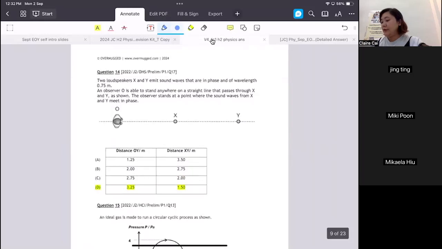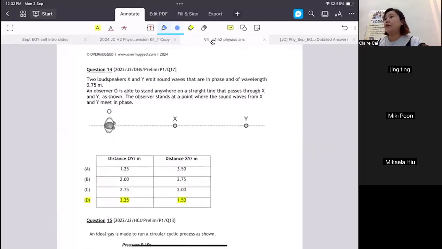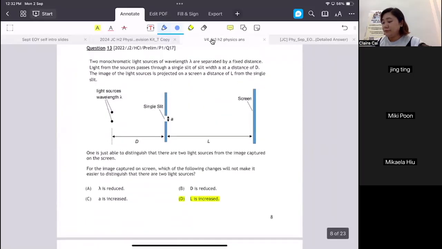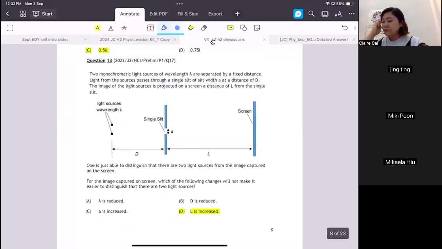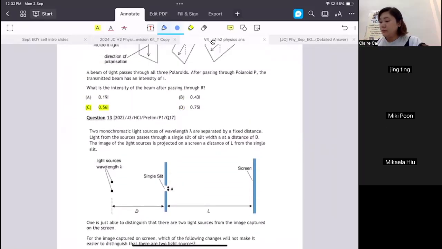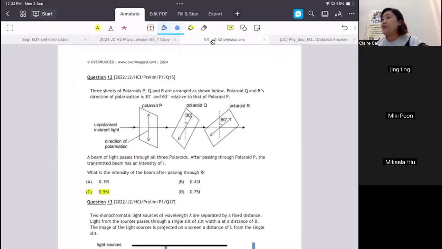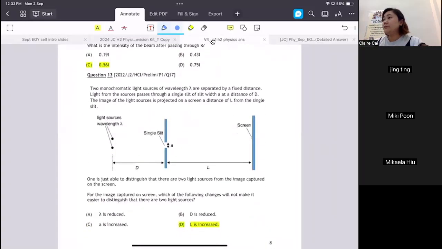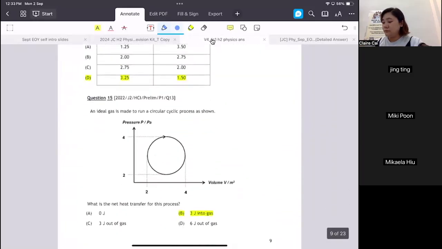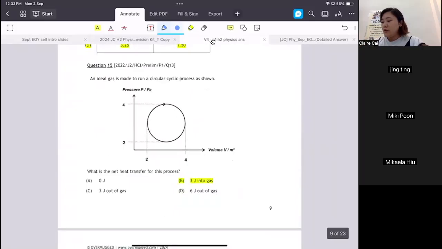Same, question 14. This one is on your stationary wave. Question 13. So question 12, this one is your polarization. I think okay. The last question, this one is on your first law of thermodynamics. Does anyone need it? Yes.